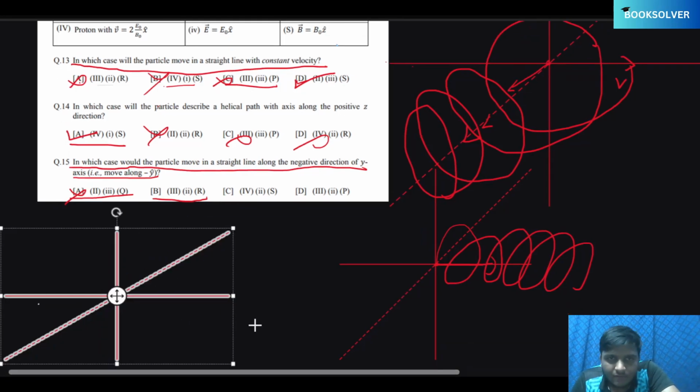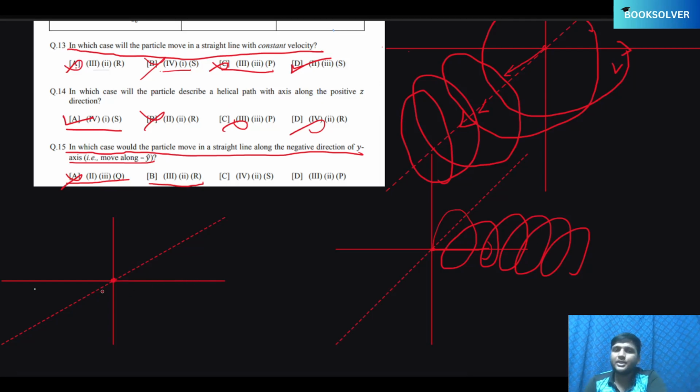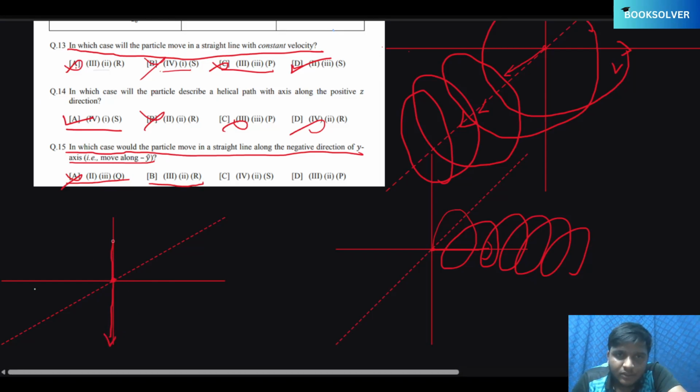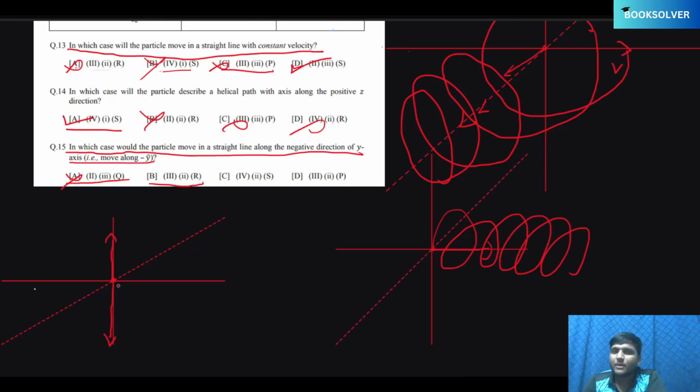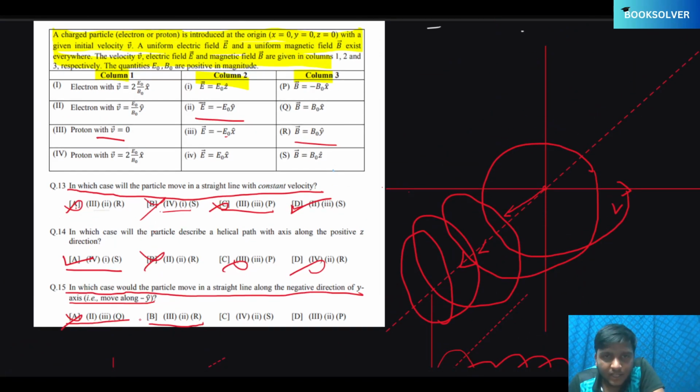If you draw a graph like this, the particle was initially with no velocity here. Where is E acting? E is acting in the minus y direction. Where is B acting? It is in the positive y direction. So there is no chance that we can have any magnetic force as the particle is not moving perpendicular to the field. So it will definitely move in the y direction. So hence we get our answer as option B here. So this is our final answer.